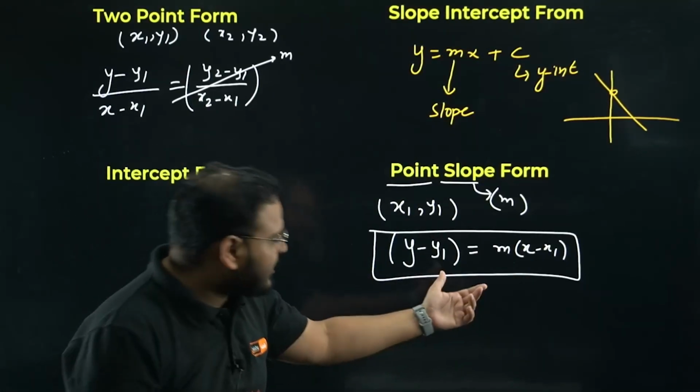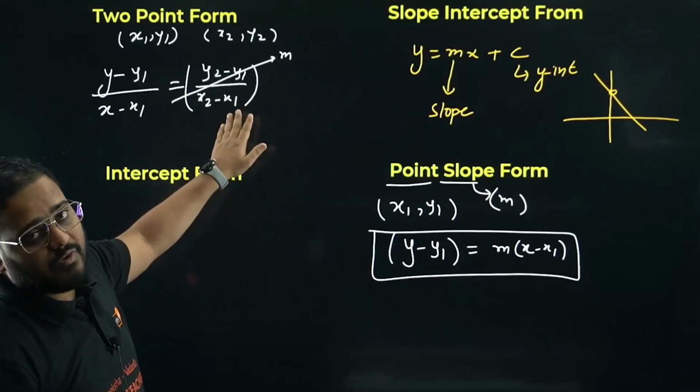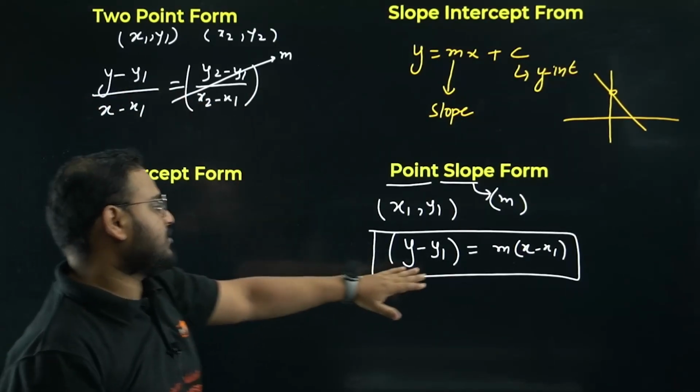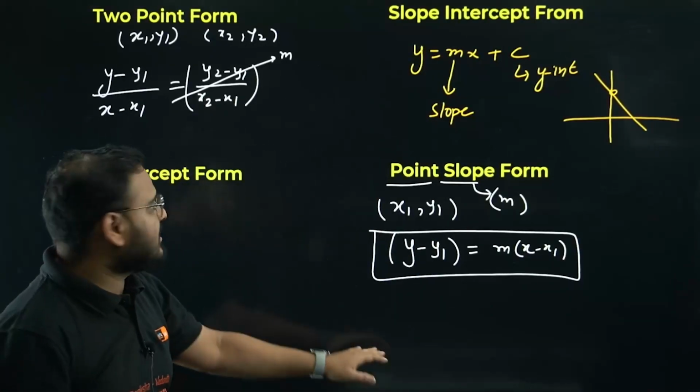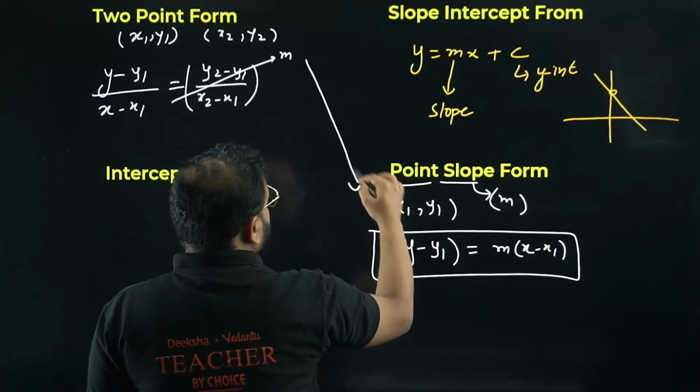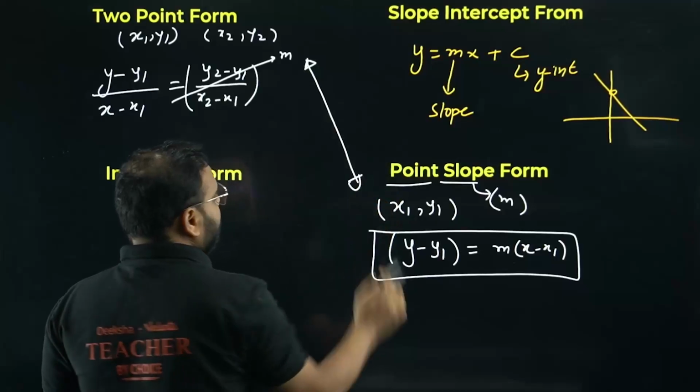Whenever the slope is not given, you find the slope using this formula, and you use the same condition, y minus y1 upon x minus x1. Please check. So this and this is almost the same thing, actually. Same thing. Okay, let's move on now.